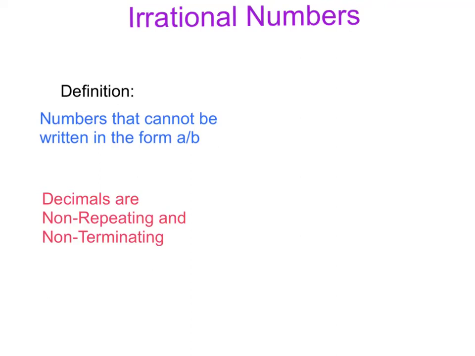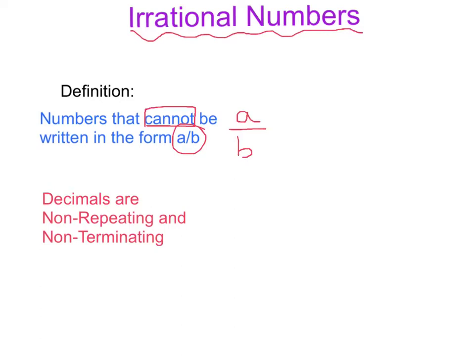Today's lesson is on irrational numbers. We've been working with rational numbers, and now we're moving on to a new kind of number, irrational. The definition says that it is a number that cannot be written in the form a over b. So in other words, there are numbers that in no way can be written as a fraction.